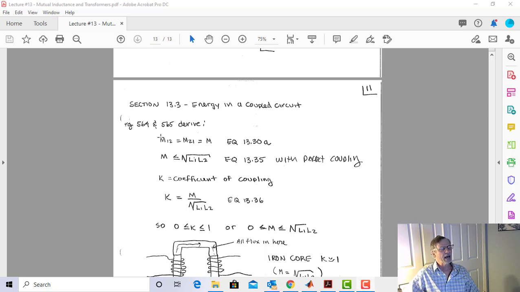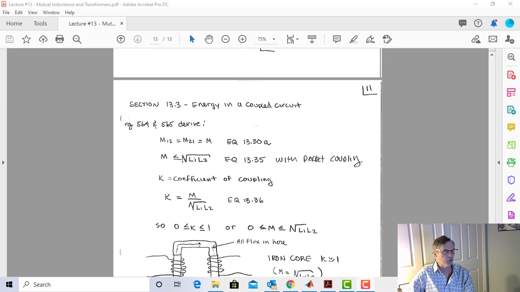So we have our M12 and our M21, which are equal. And we know, and this is derived in the book, it's a beautiful derivation, I'm just not covering it in the lecture, that the mutual inductance is going to be less than or equal to root L1 L2. Beautiful. That's the thing we're looking for. So let's say that M is equal to K times root L1 L2, where K is going to be our coefficient of coupling, and it goes from 0 to 1.